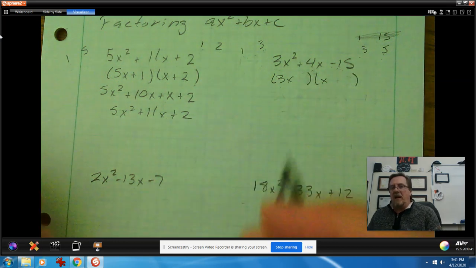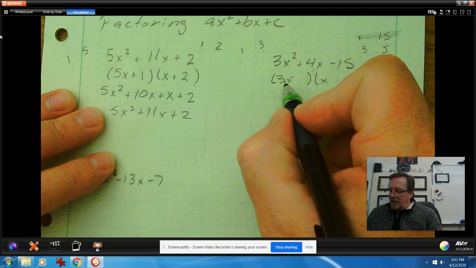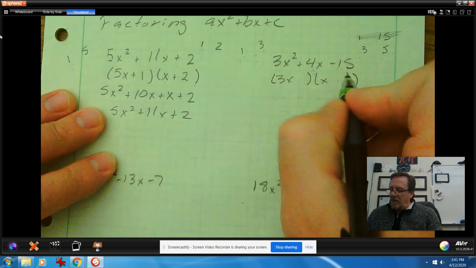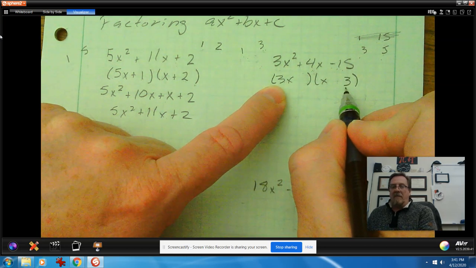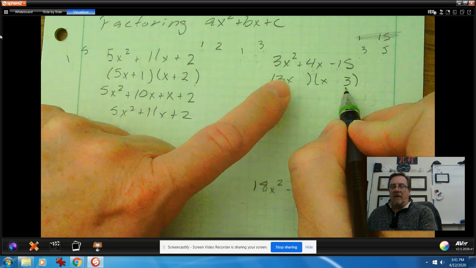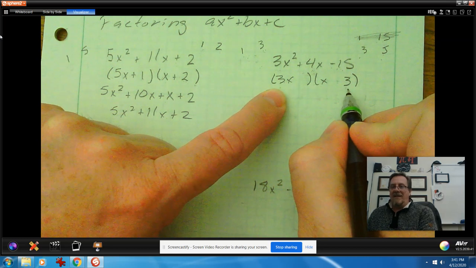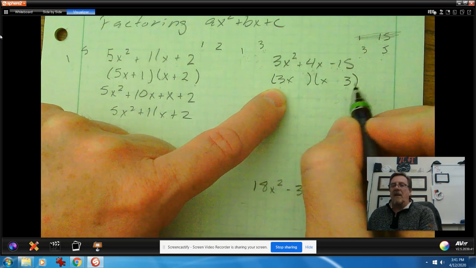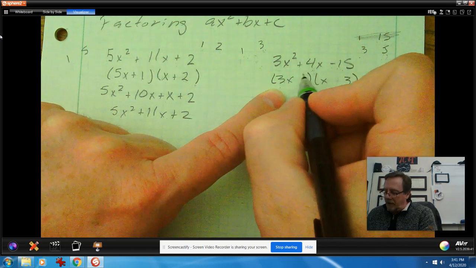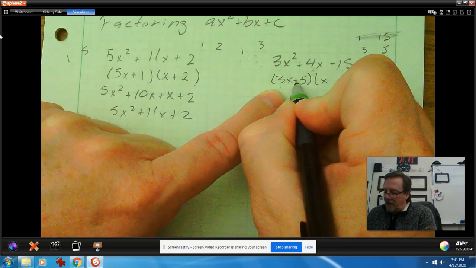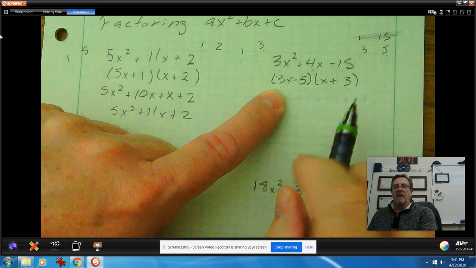I'll show you what I mean. I'm going to have to multiply my 3 times the 3, so the 3's got to go in the opposite binomial here. The only way that I can multiply this number times this number is if they're in different binomials. And I'm going to take my 5 and I'm going to put it here, but I'm going to make this one negative and that one positive.